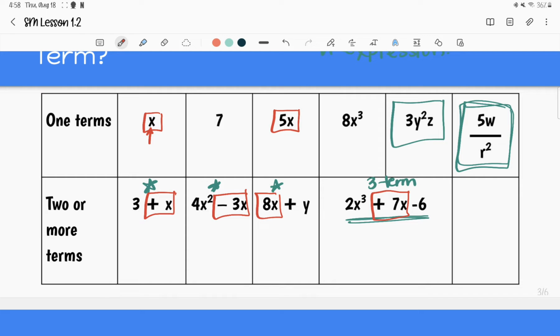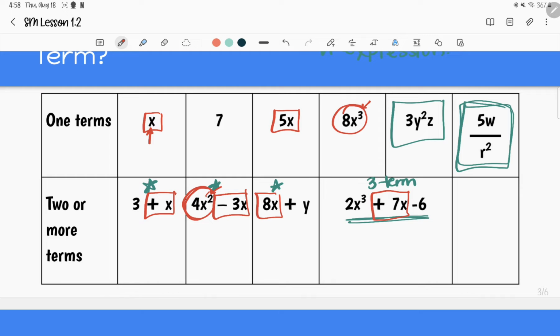But what we can't combine is this one here and this one here. We can't combine those with those same ones we were just looking at because they have the exponent on them that makes them different. Okay, x is not the same as x squared, and x squared is not the same as x third.